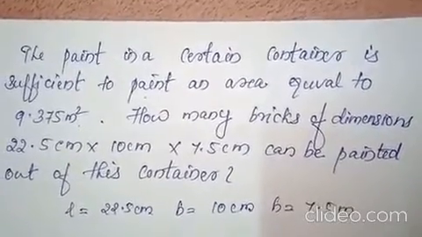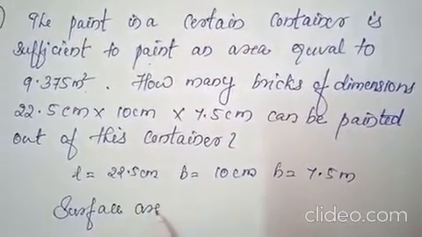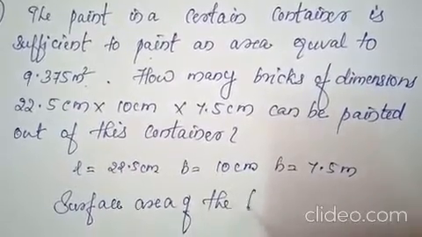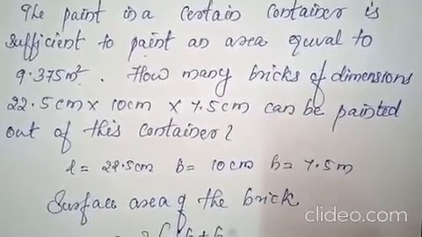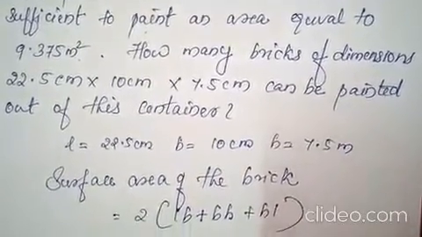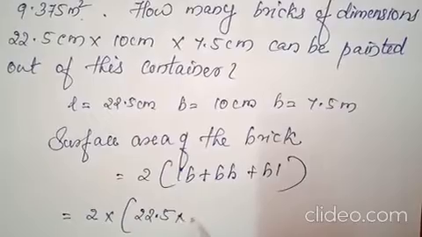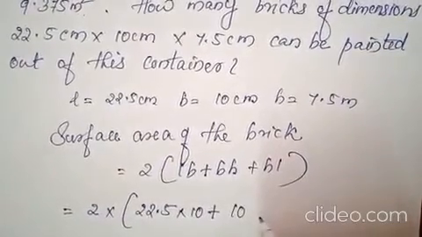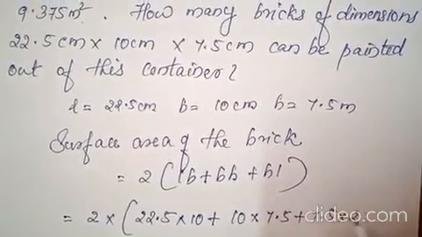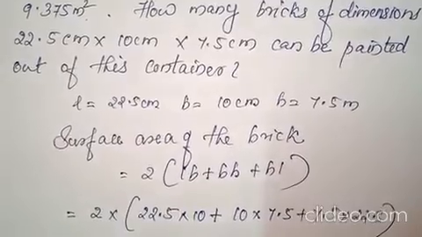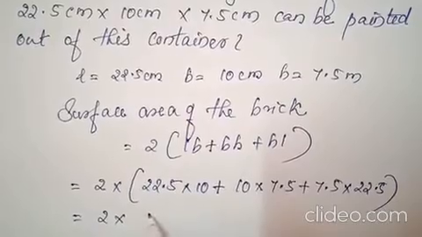As from the question itself, we know we have to find the surface area. Surface area of the brick. Is it? So how to find the surface area of the brick? So 2 into (LB plus BH plus HL). Is it? So we have to substitute all these values. 2 into (22.5 into 10 plus 10 into 7.5 plus 7.5 into 22.5). Then 2 into, we have to multiply these.